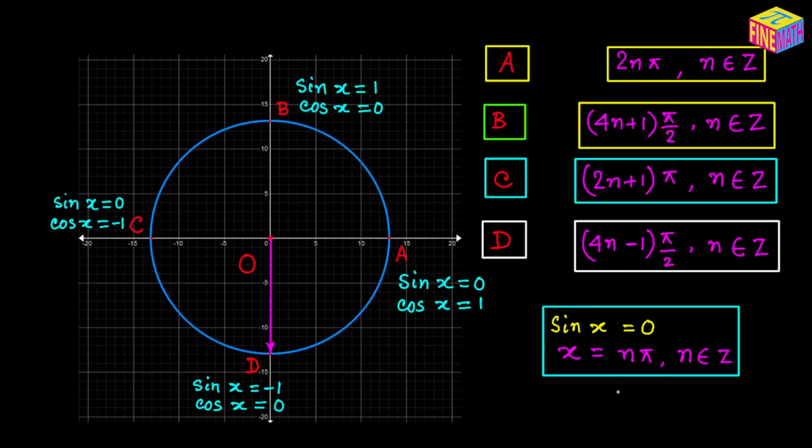So in this case, you can see that sine of x is equal to 0. Obviously, one of the solutions is x equals 0 radian. That is obviously one of the solutions. However, that is not the only solution.